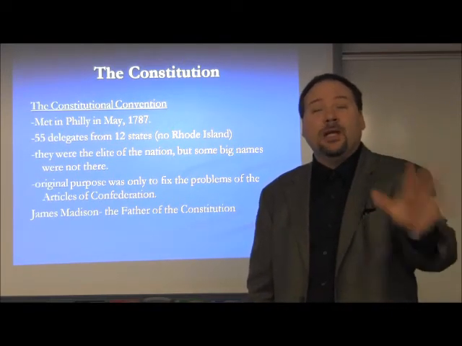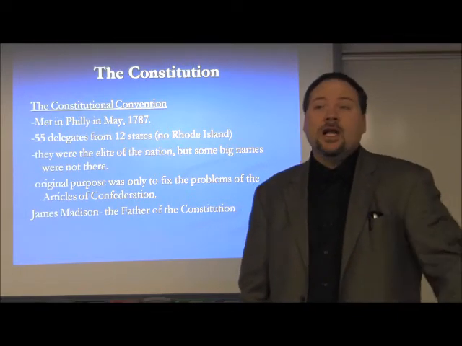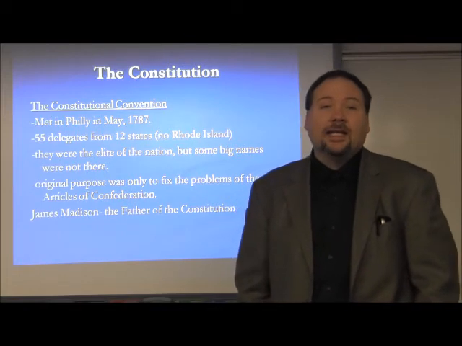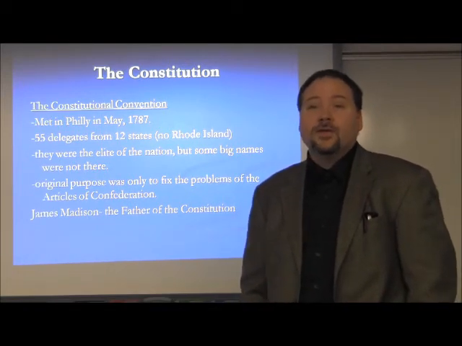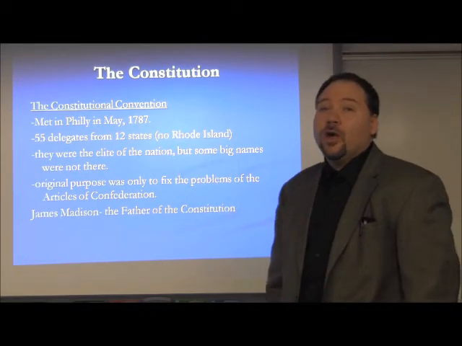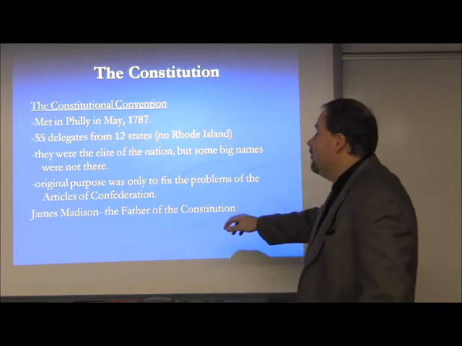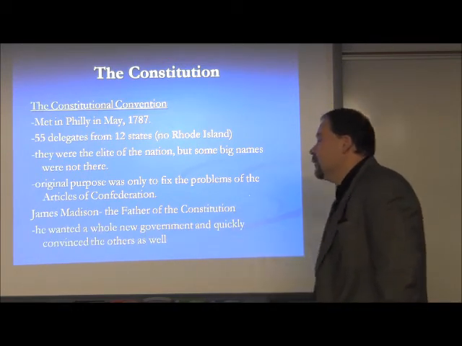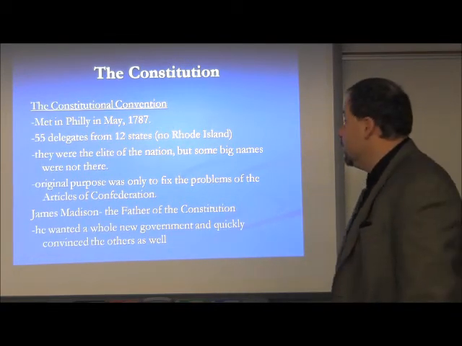It's just a faulty plan, and we can't fix it. We just need to start from scratch. And ultimately, he won out then at the convention, and very quickly everybody agreed, let's just start over. So they were only supposed to fix the articles, but they quickly said, let's create a new government, and that becomes the Constitution. And again, many of Madison's ideas get put in there, and that's why he's known as the father of the Constitution.